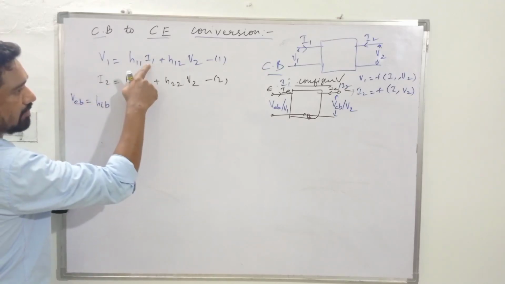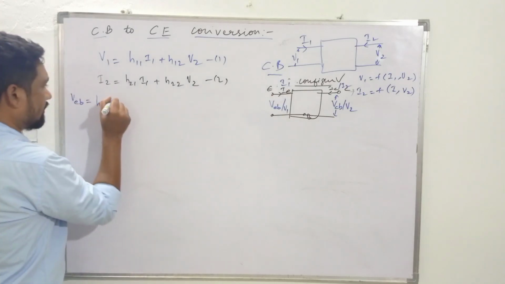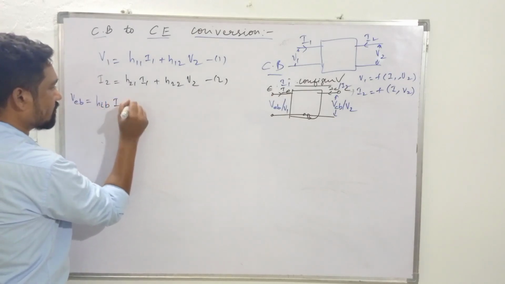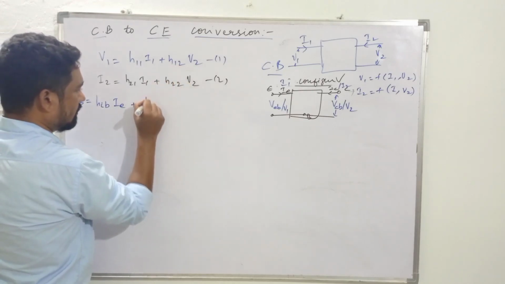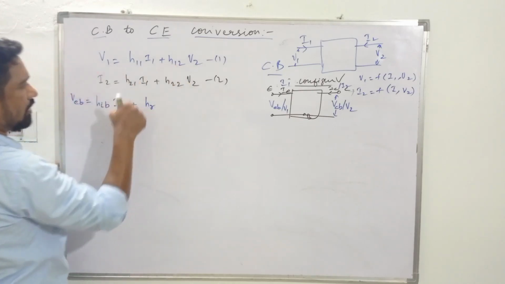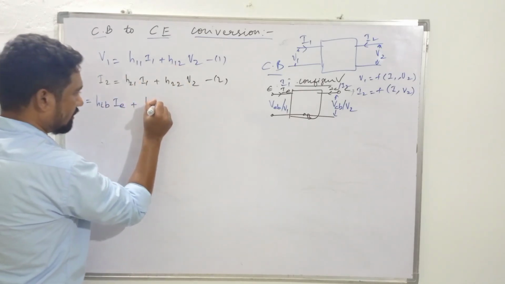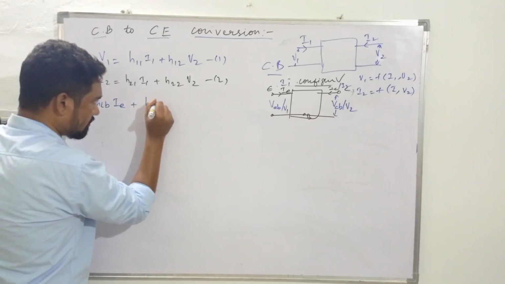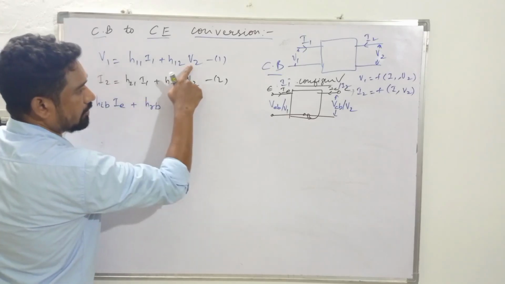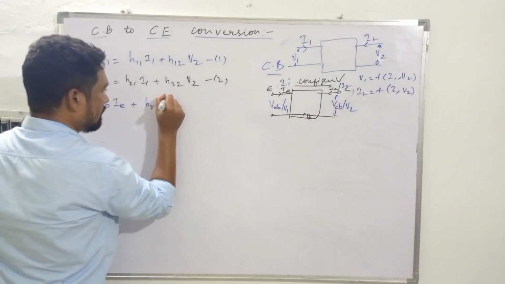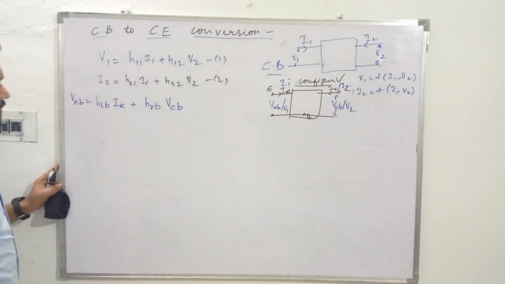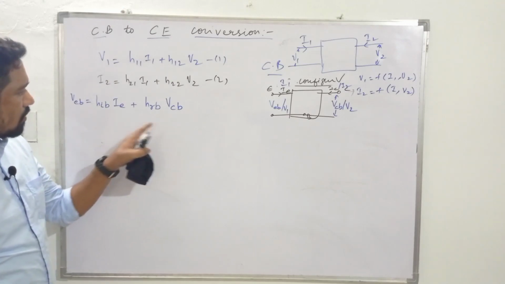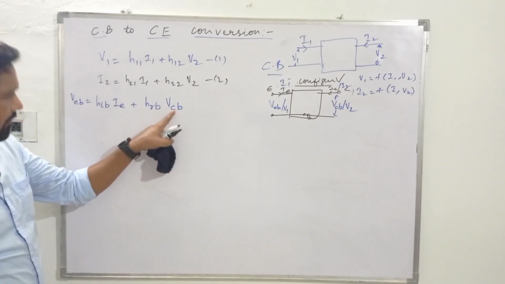All right, so I1, what is I1? This is IE that comes over here, plus this will be HR, reverse voltage gain, right? HR, and we are talking about common base configuration, so the suffix B, and V2 is VCB, right? So the suggestion is to focus on the suffix over here.